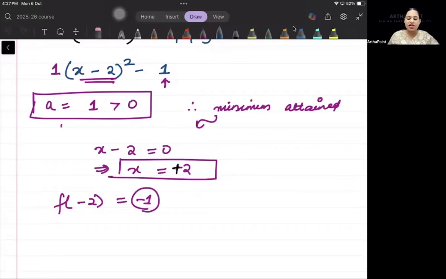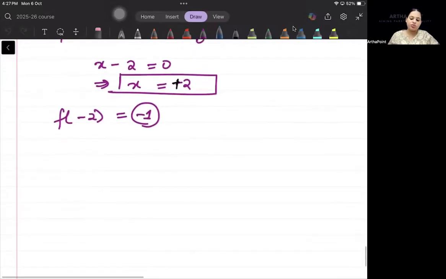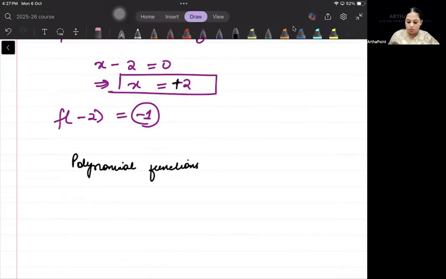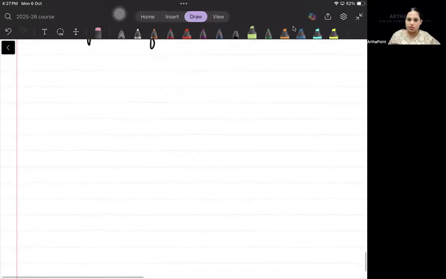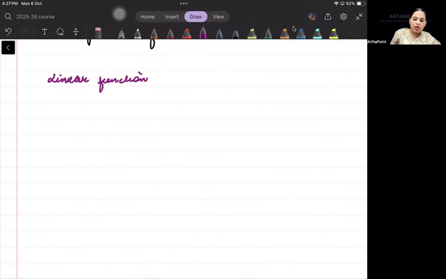In the last class, we talked about the quadratic functions. And today I want to talk about the polynomial functions. In particular, I want to talk about the cubic functions. But what was a linear function? A linear function was of the form f(x) = ax + b.